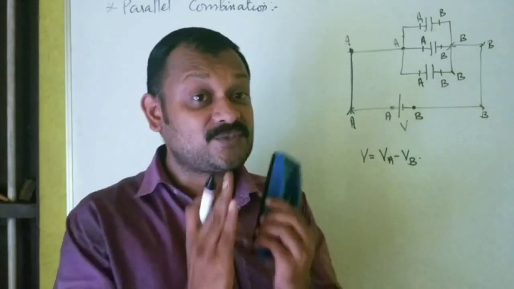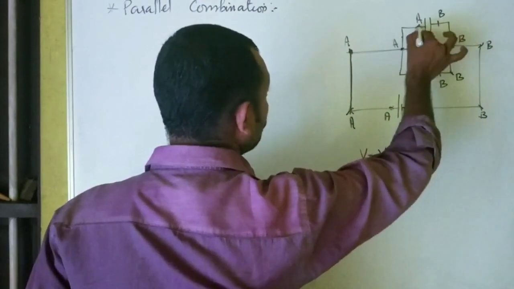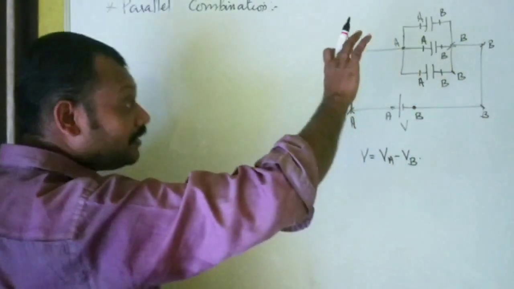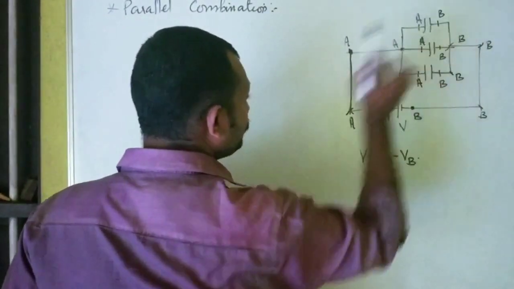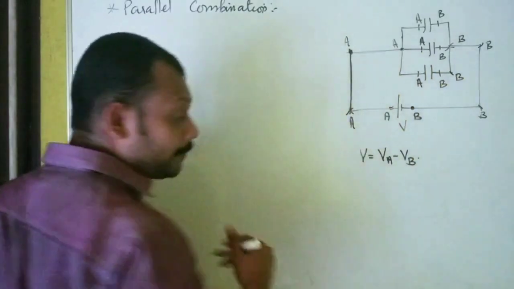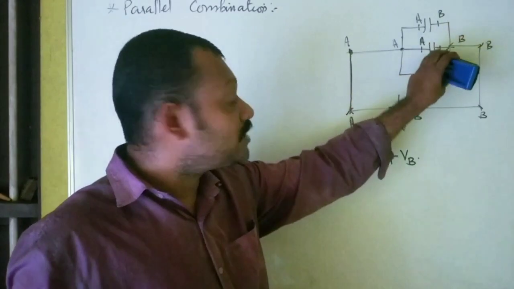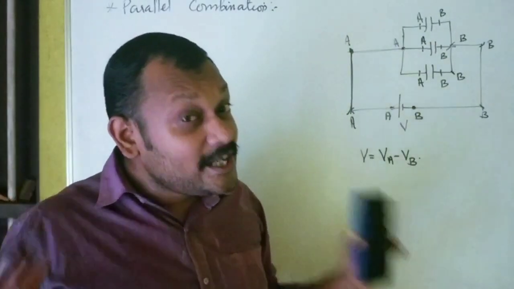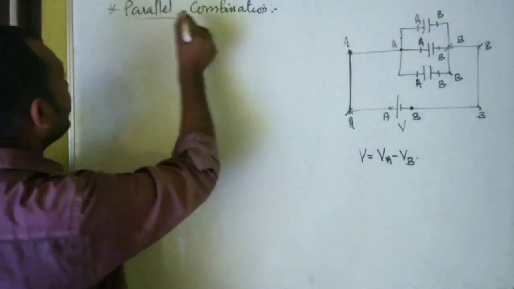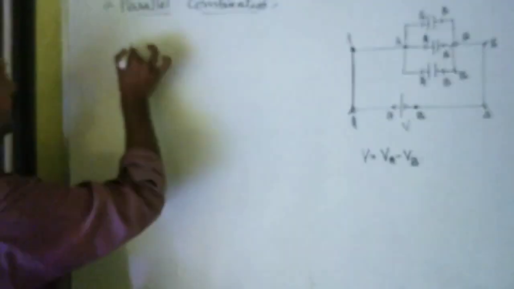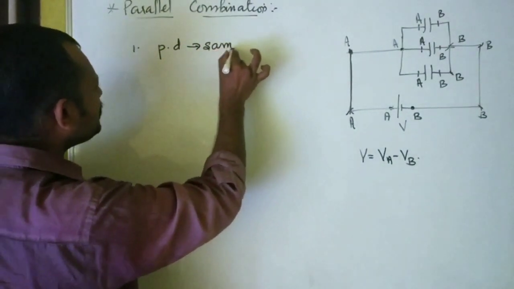Such a combination is what is called a parallel combination, and you can see that the potential difference between the plates of this capacitor is VA minus VB. The potential difference of this one is VA minus VB. The potential difference of this one is VA minus VB. That means all three capacitors have the same potential difference. That is how to identify a parallel combination: in a parallel combination the potential difference is the same.